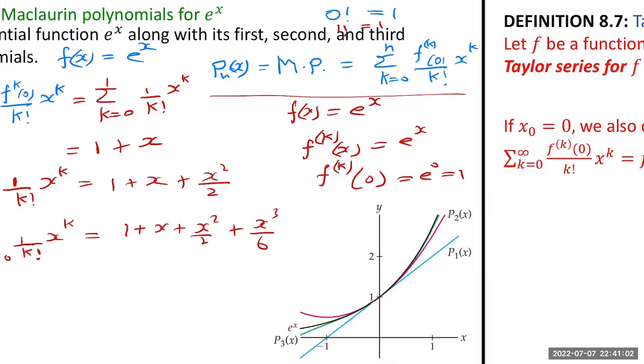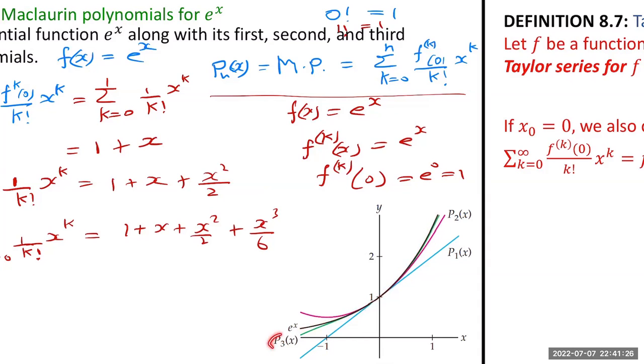As you can see, the graph of P3(x) is very close to the graph of the actual function f of x is equal to e to the power x. This black graph and the green graph are very close to each other. What that tells you is that when you take this n to be larger and larger, it approximates your original function better and better.